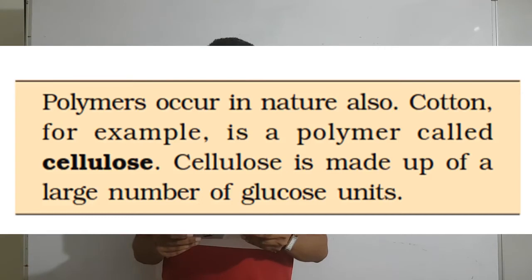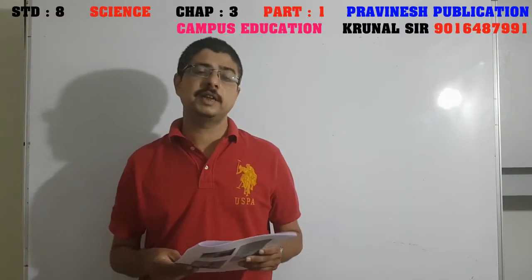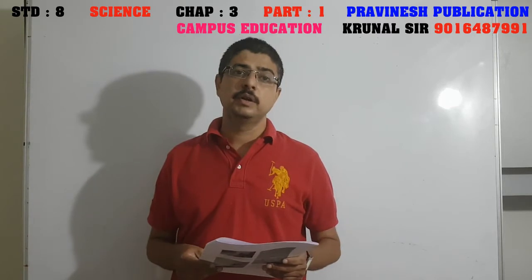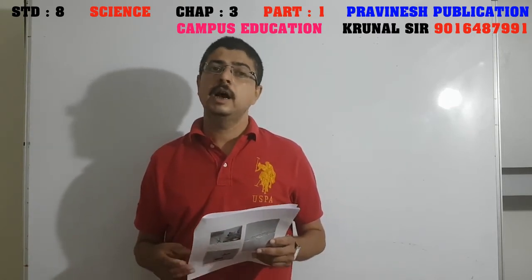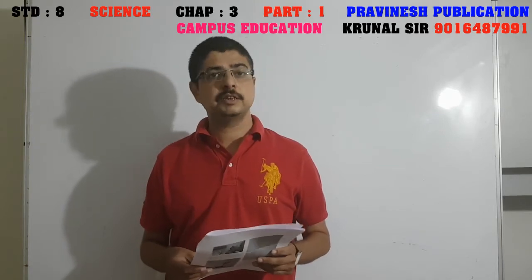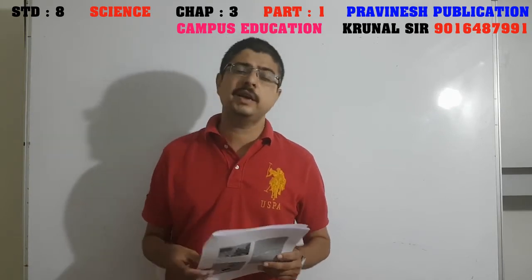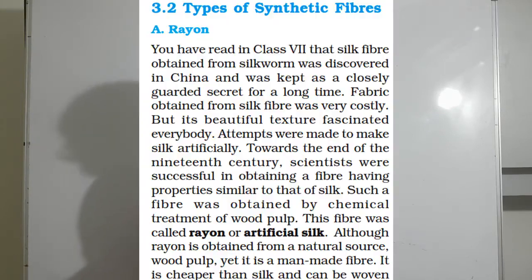Polymer occurs in nature also. Cotton, for example, is a polymer called cellulose. Cellulose is made up of a large number of glucose units. Friends, this word cellulose you understood from the plant cell. We know that in a plant cell, on the outer side they have a rigid wall which is made up of cellulose. So we can get cellulose from the plant.